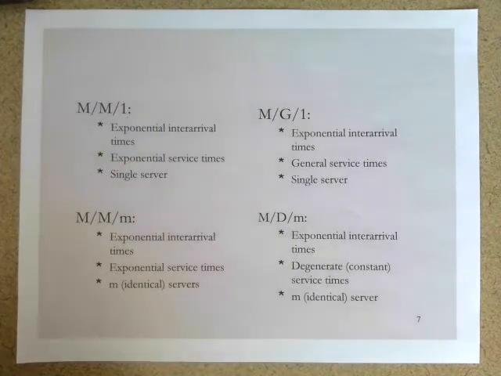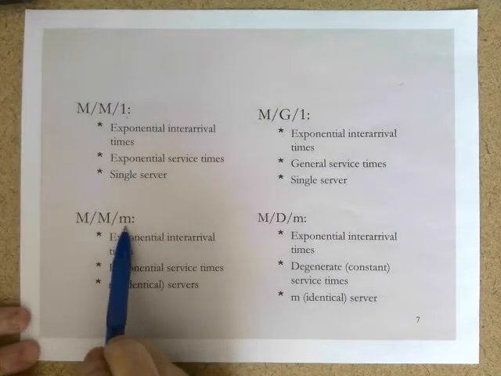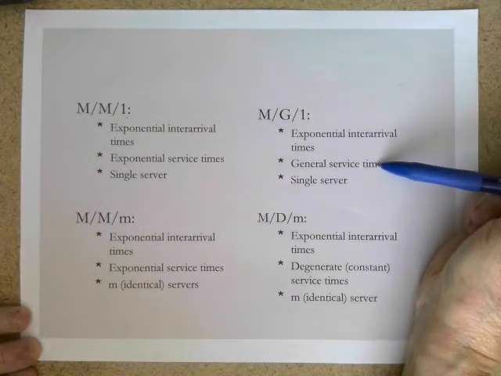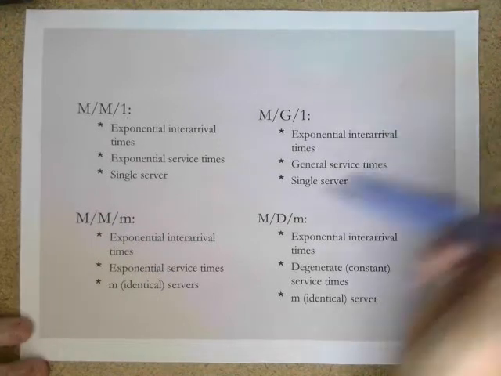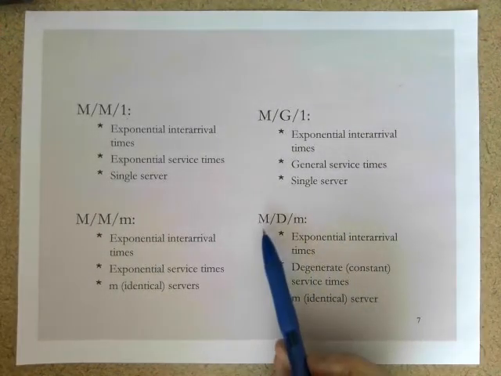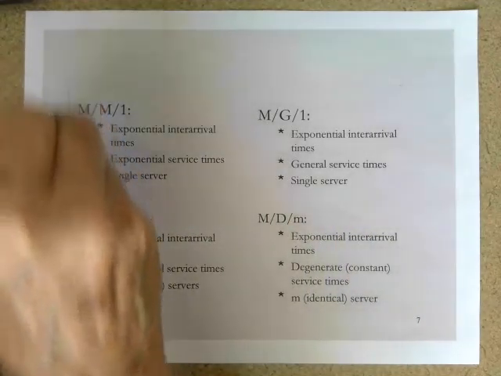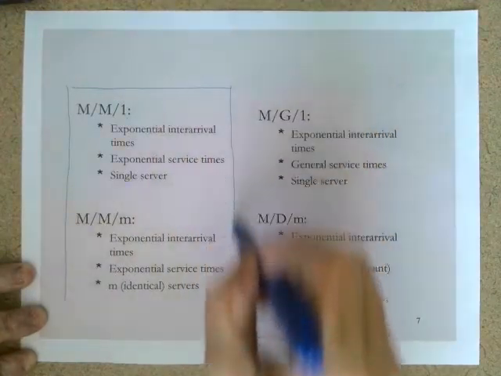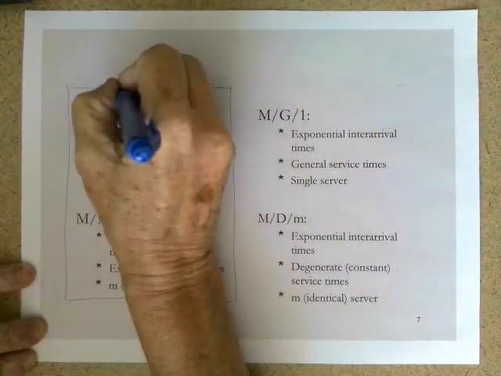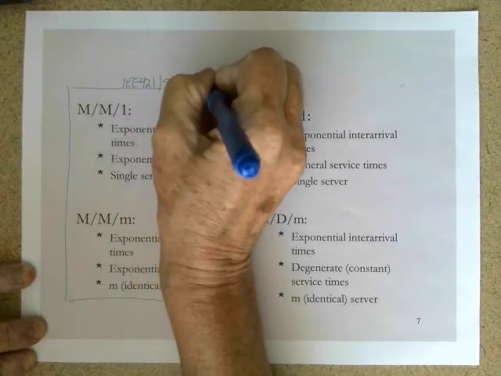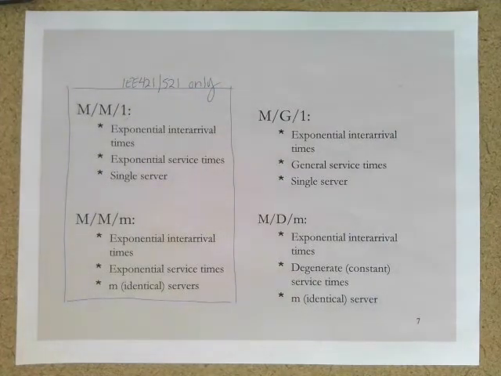If I'm talking in general, little m, then we have multiple servers, so we have 2 or more here. This was an MG1, so we have general service times but exponential inter-arrival times. And then here's another one, MDM, and you could have an M and then an Erlang K or whatever. But in general, actually, we're only going to be doing these in this course. So I'm going to write this down: 521 only.